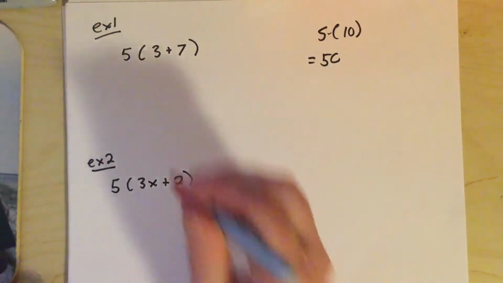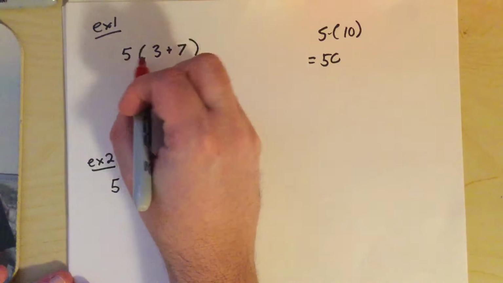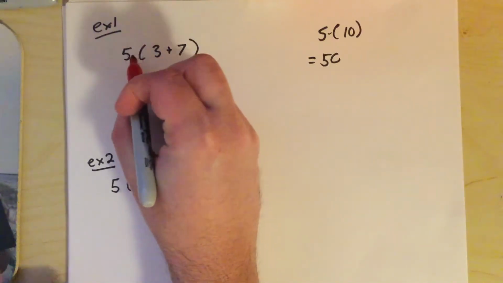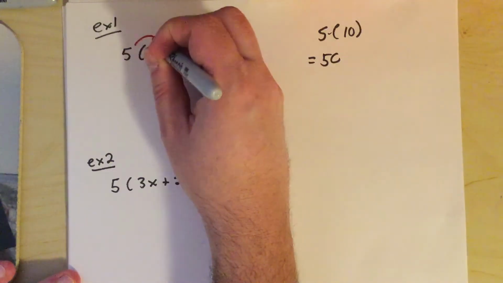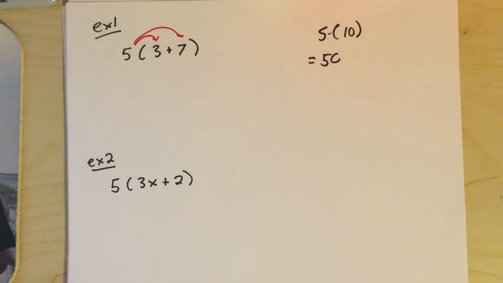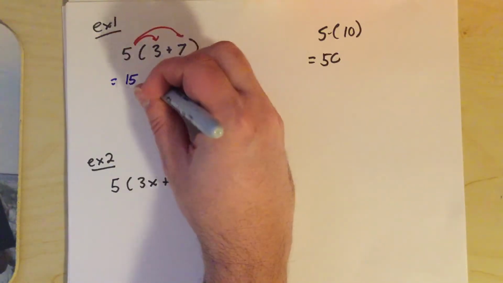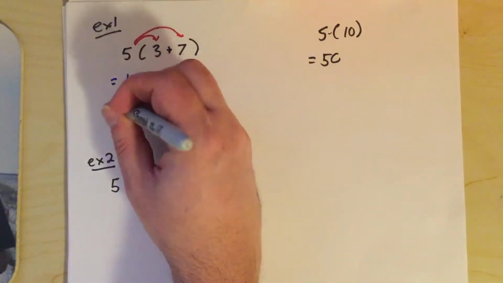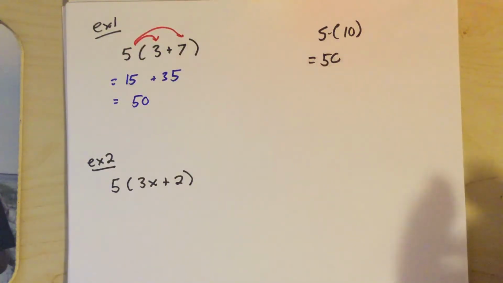Another way of doing it, though, is when you have a number right next to a bracket. In math, when there's nothing in between a number and a bracket, that's a multiplication. And the way we multiply is you multiply it once per term in the bracket. So you have 5 times 3, which is 15, and 5 times 7, which is 35, and 15 plus 35 is 50, which gives us the same answer that we had over there.